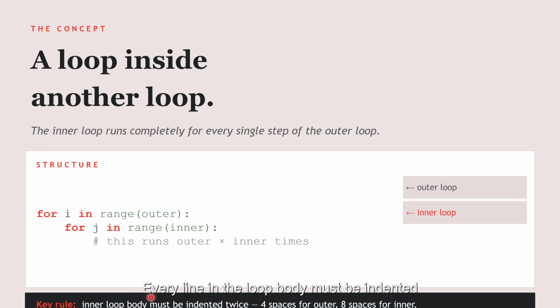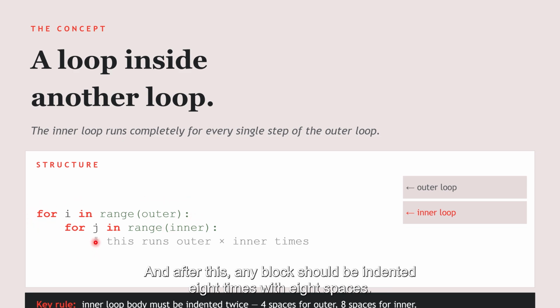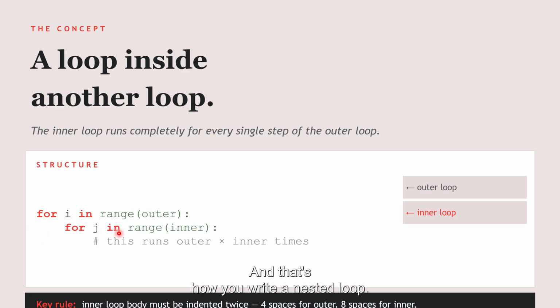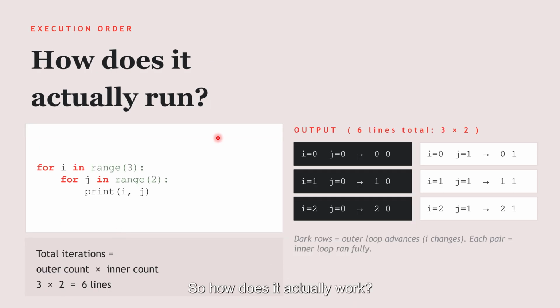Now, the rule: an inner loop body must be indented twice, 4 spaces for the outer loop or 8 spaces for the inner loop. So this is okay to start with, but this needs to be indented 4 spaces, and after this, any block should be indented 8 spaces, and that's how you write an inner loop or a nested loop.